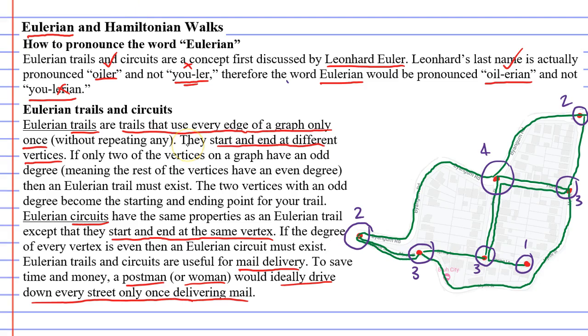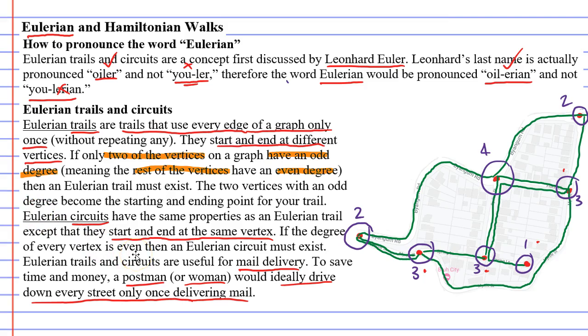Now, if an Eulerian trail exists, you will find that 2 of the vertices on the graph have an odd degree, meaning that the rest of the vertices have an even degree. So if we look at our map here, how many vertices have an odd degree? We have 1, 2, 3, 4. We have more than 2. What that tells me is that because there are more than 2 with an odd degree, an Eulerian trail does not exist. Okay, let's look at an Eulerian circuit.